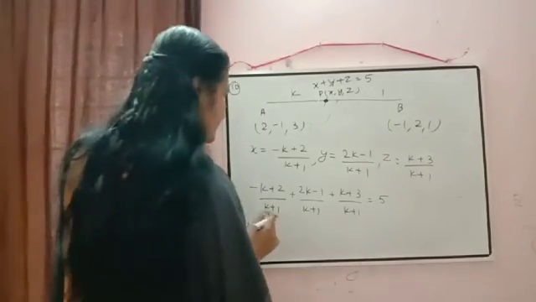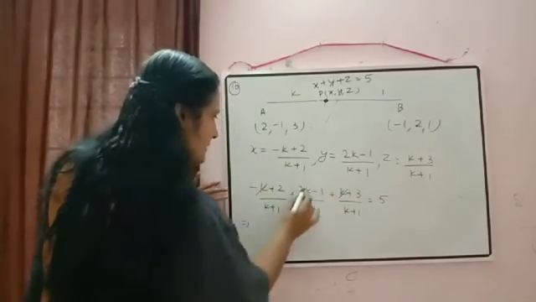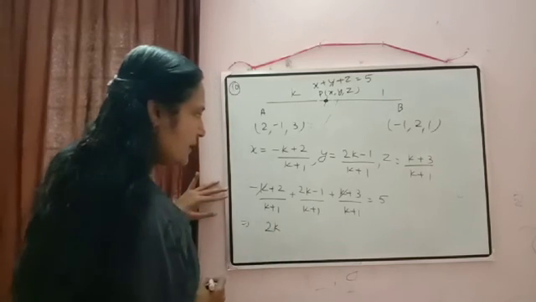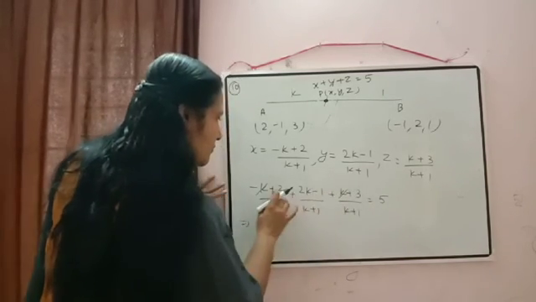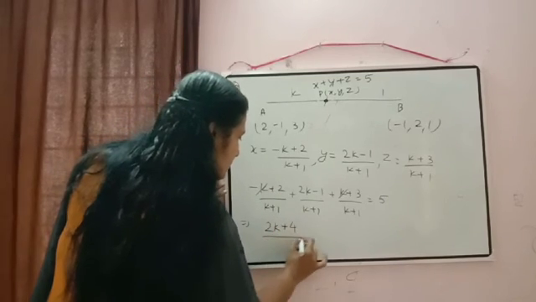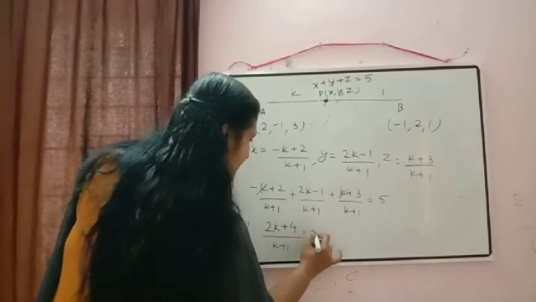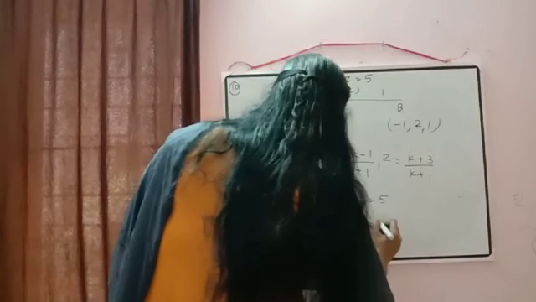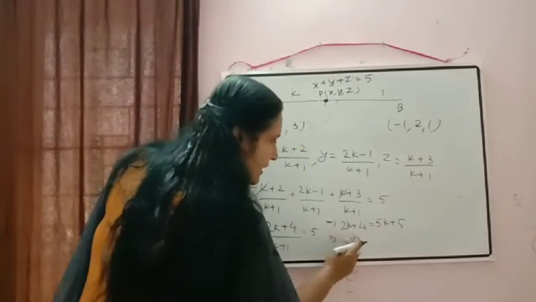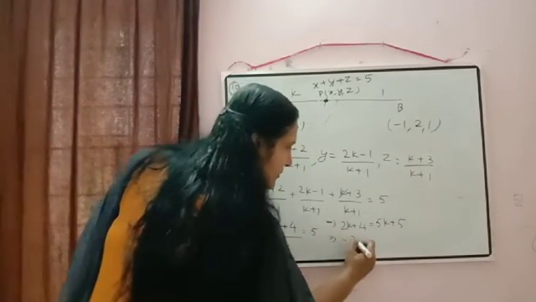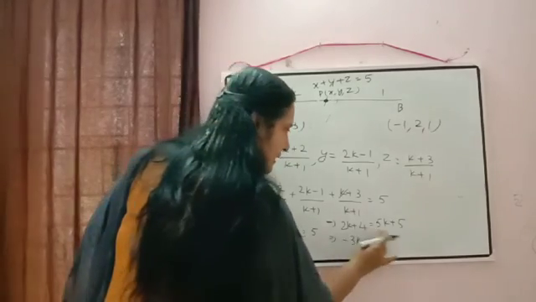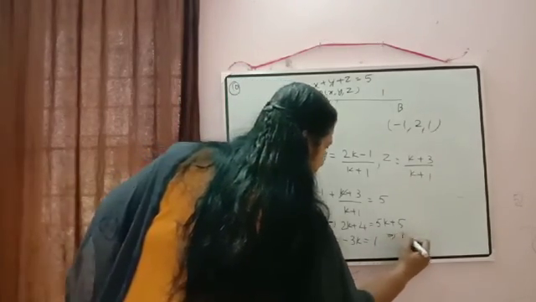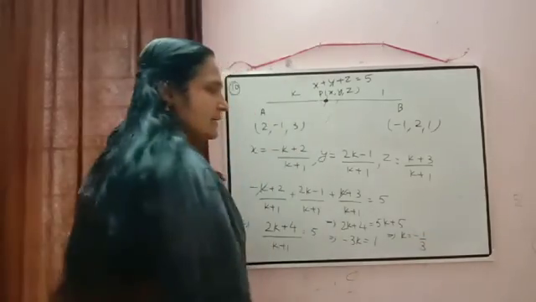Check what will come. k and minus k will get cancelled, remaining it will be 2k only. Here 3 minus 1, 2. 2 plus 2 will be equal to 4. So (2k plus 4) by (k plus 1) is equal to 5. Now k plus 1 we can shift to the right hand side, then we will get 2k plus 4 is equal to 5k plus 5. Now 5k we can shift here. Then 2k minus 5k will be equal to minus 3k, and 5 minus 4, 1. So we will get k is equal to minus 1 by 3.